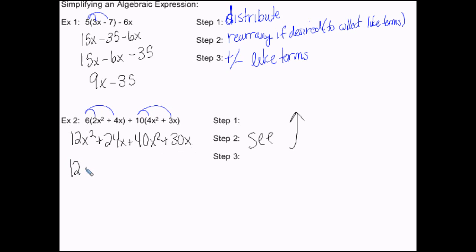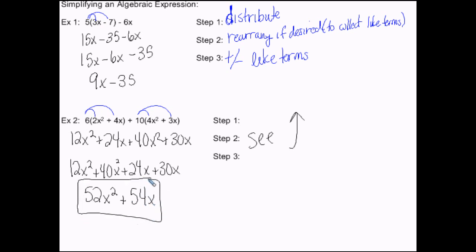Rearrange if you like to. Again, you don't have to, just if that makes it easier for you, then do that. And then collect: 12x squared plus 40x squared is 52x squared. 24x and 30x is 54x. And an x and an x squared are not the same, so they can't go together.